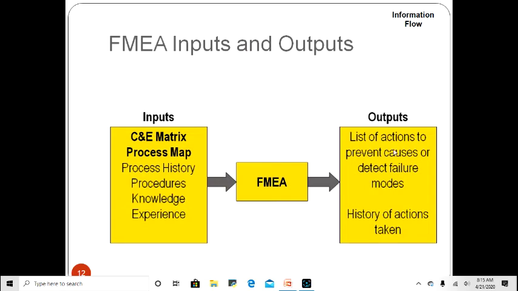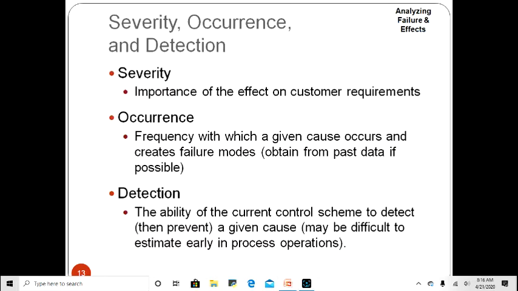Okay, so you will do some actions so that your failure is reduced and your risk is finally reduced. So what are these three terms? These three are very important for calculating the risk: severity, occurrence and detection. What is severity? It is the importance of the effect on the customer requirement. The customer is kept in mind, and it is checked whether your product or the risk is affecting the customer requirement.